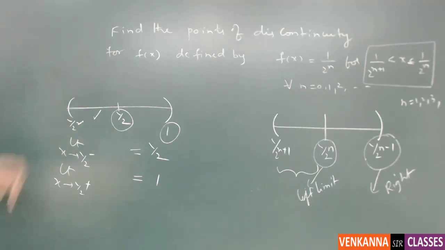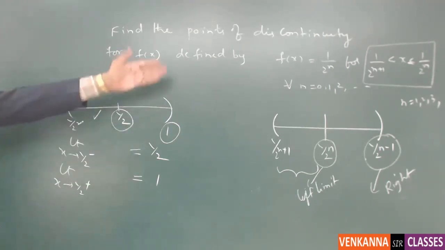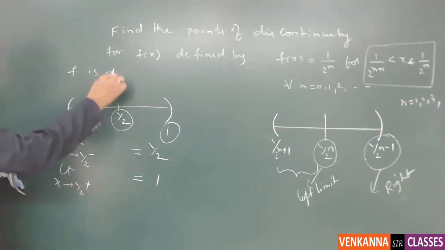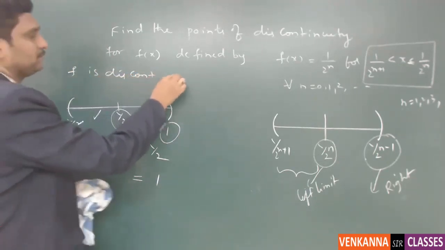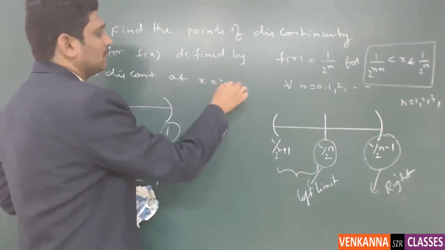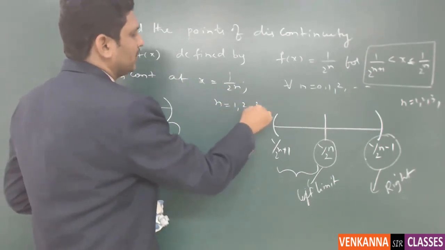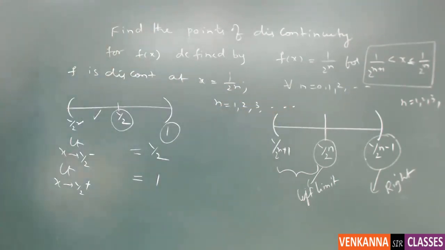Yeah. So here the points of discontinuity are nothing but x is equal to 1 by 2 power n. Where you specify the numbers, what are they specified? 1, 2, 3, and so on. So here the conclusion is nothing but f is discontinuous at x is equal to 1 by 2 power n, where n is equal to 1, 2, 3, and so on. This is the conclusion.